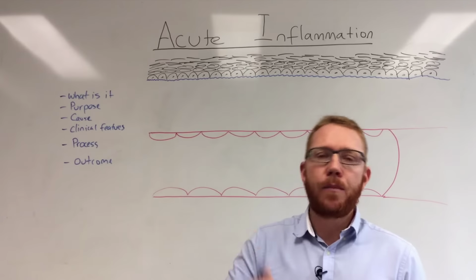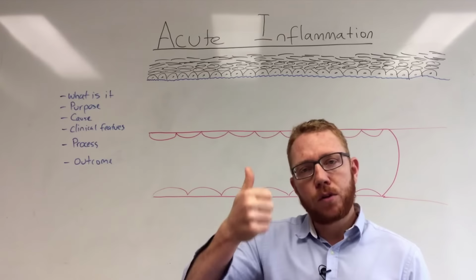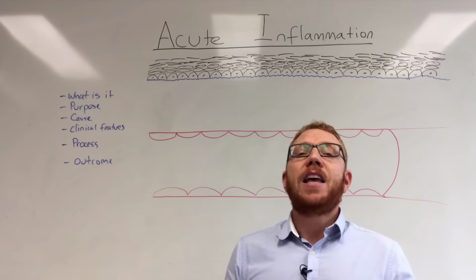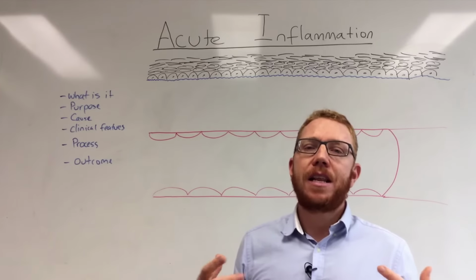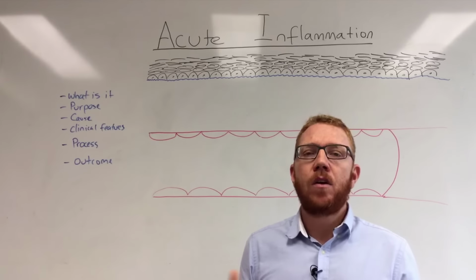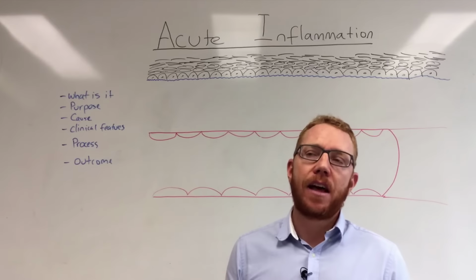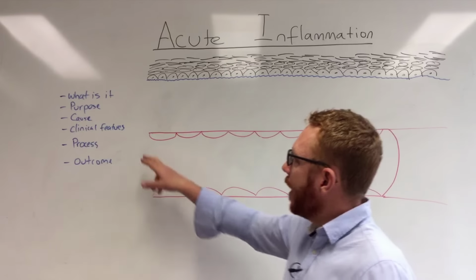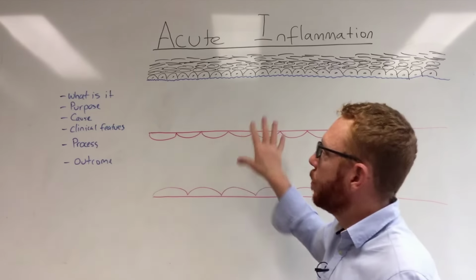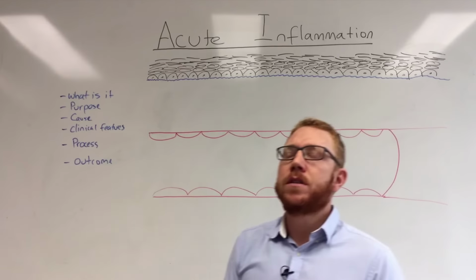Your heart rate will go up, your blood pressure will go up, your respiratory rate will go up, and even things like anorexia, which is lack of wanting to eat, or maybe malaise, you just feel run down or just tired, lethargic. So they're the clinical features. We'll go through and explain what causes those.